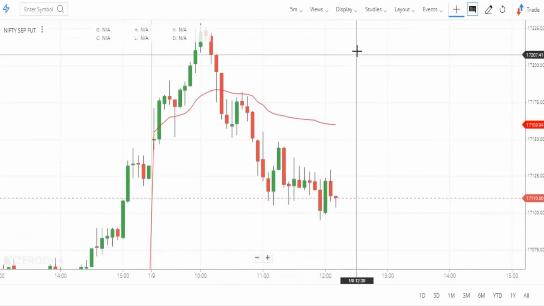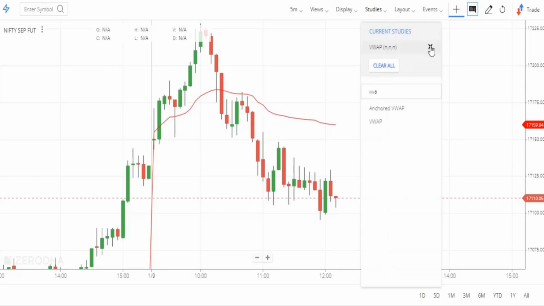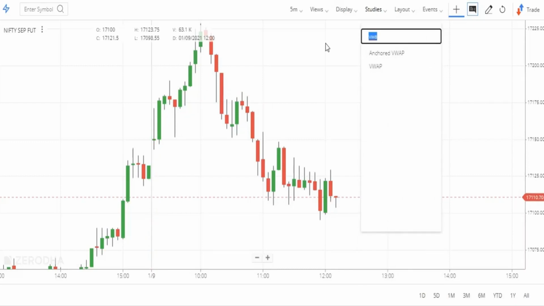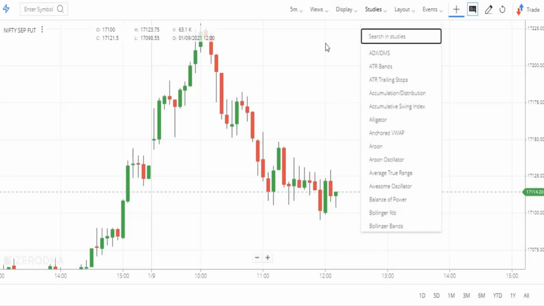So let's keep this VWAP aside now. I hope you have understood. And let's now move to our next indicator, which is moving average.